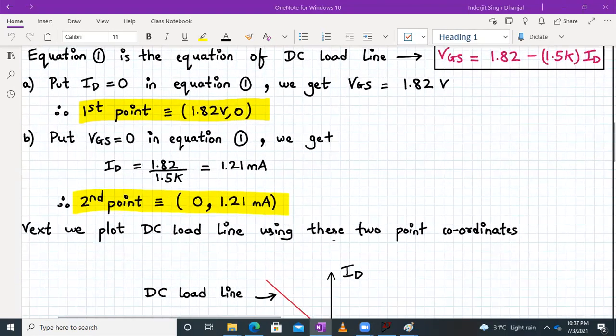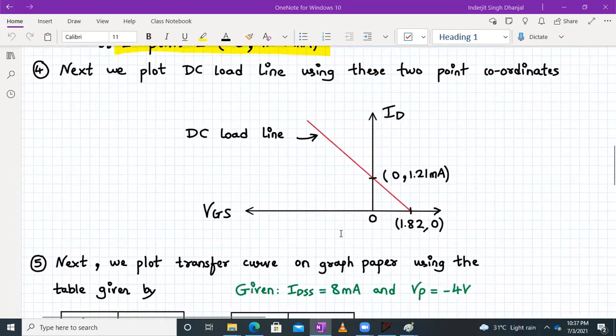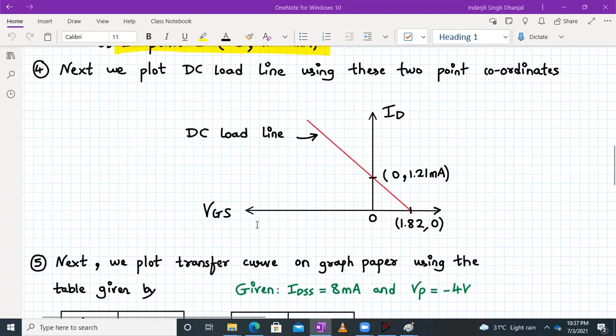And now we got the 2 points. We have to join these 2 points. So here it is, ID versus VGS curve, and we have the 2 points, and this is how the DC load line will look like. It will start from the positive VGS axis, and it will intersect the y-axis at this point 0, 1.21 milliamperes, and here it is. This is the DC load line.